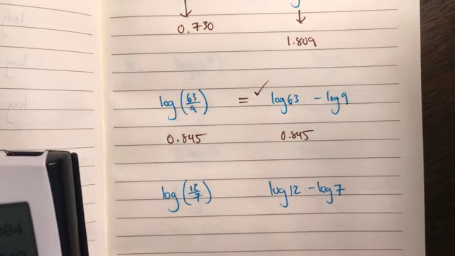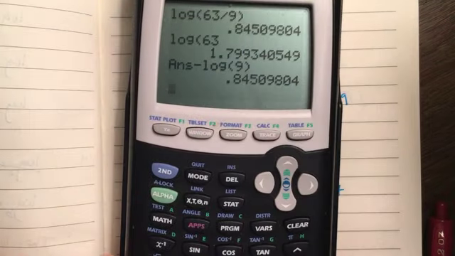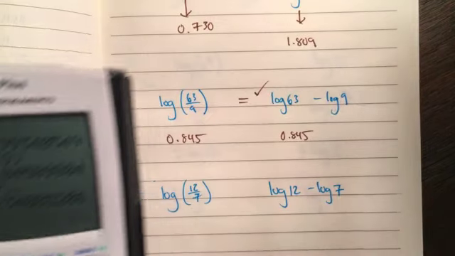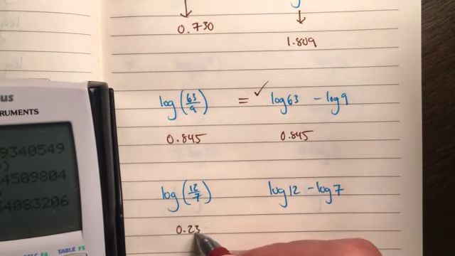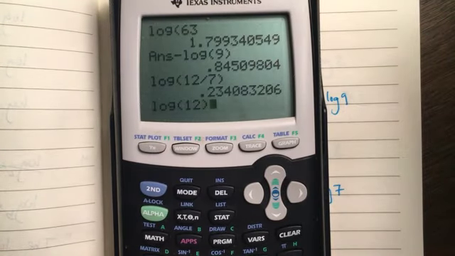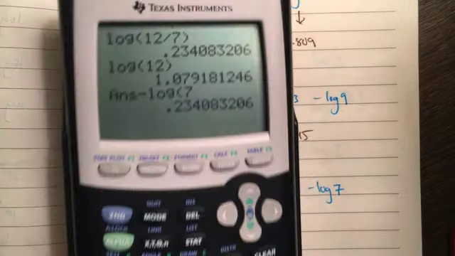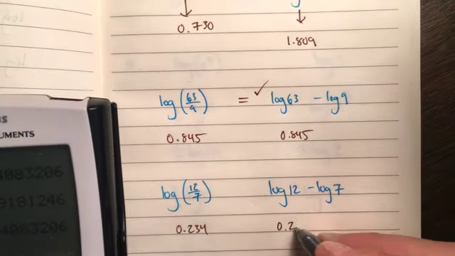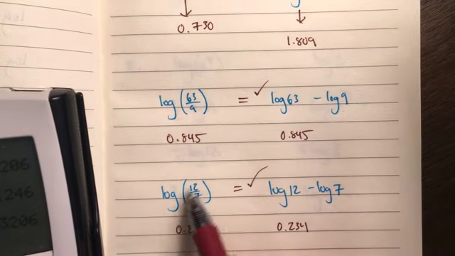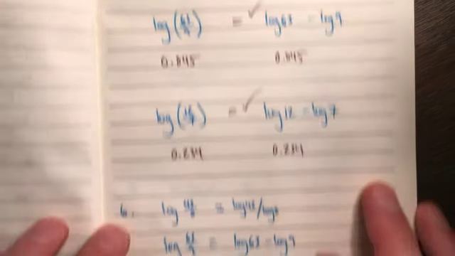To double check, we could do log of 12 over 7. So log 12 divided by 7 is 0.234. And log of 12 minus log of 7 is, what do you know, 0.234. So again, these are equal. The log of a quotient is equal to the difference of the two logs.